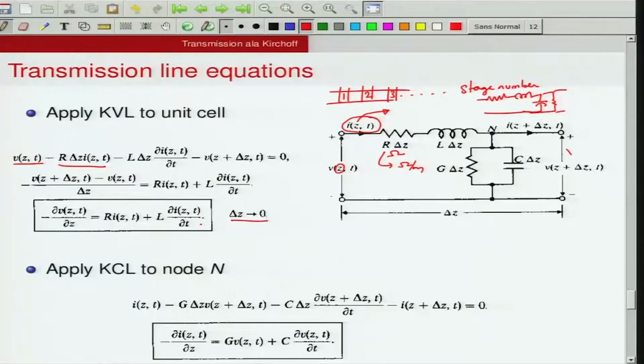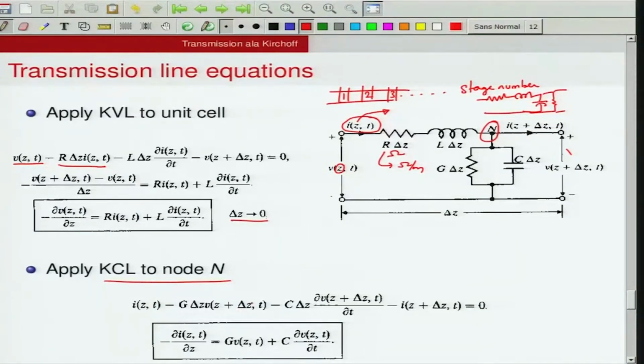Similarly, you can apply KCL to node n, which is this particular node. You can equate the currents going in and coming out here. The current coming in is I, and the current going out is I of z plus delta z. Then there are two currents which are flowing through this. The voltage here is V of z plus delta z, and the current through the capacitor is C into del V by del t, and the current through this conductor is G into V, right. So that is what we have written over here.